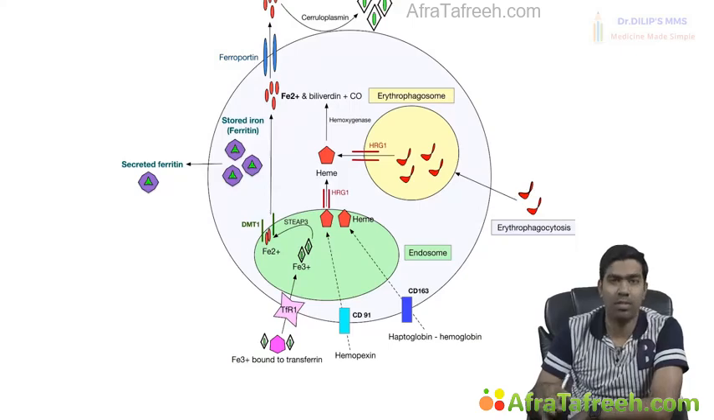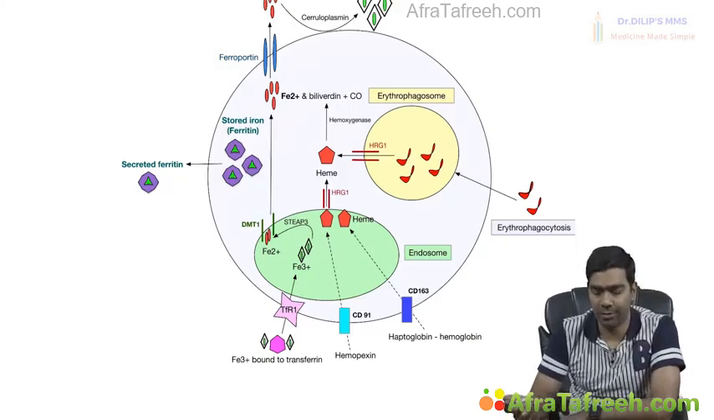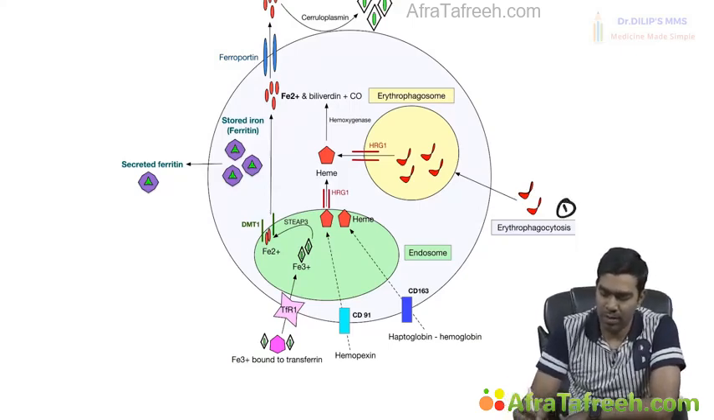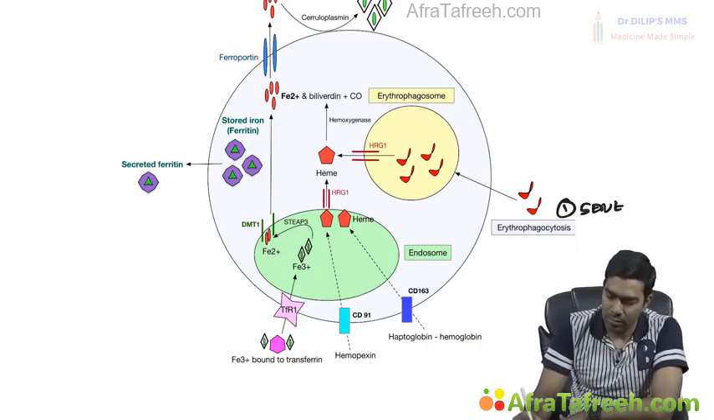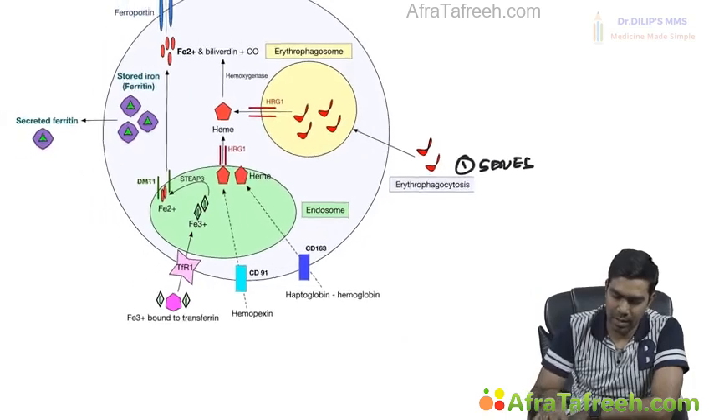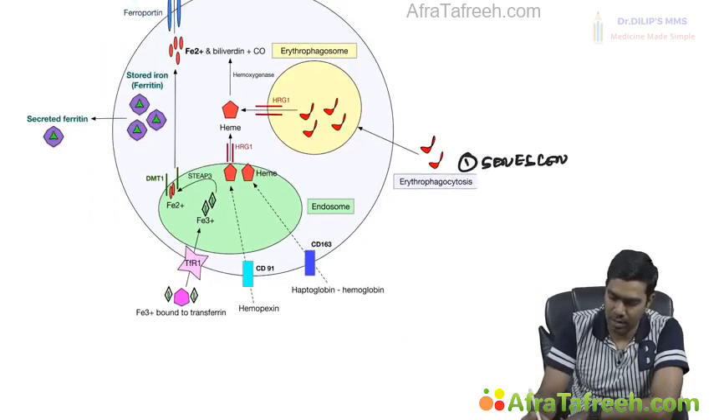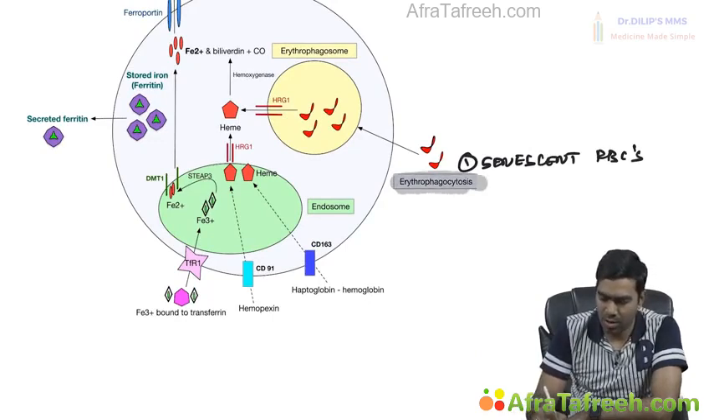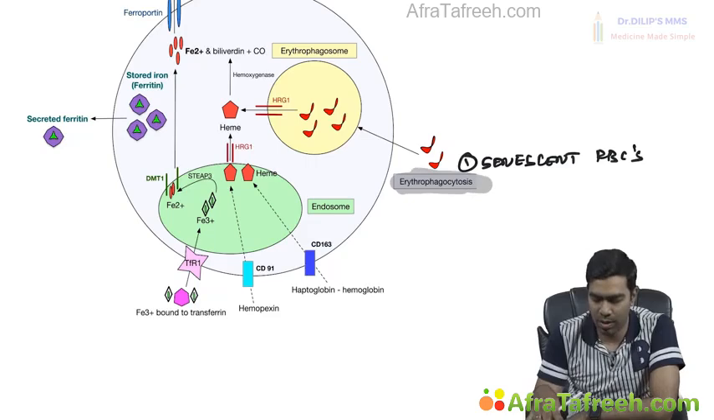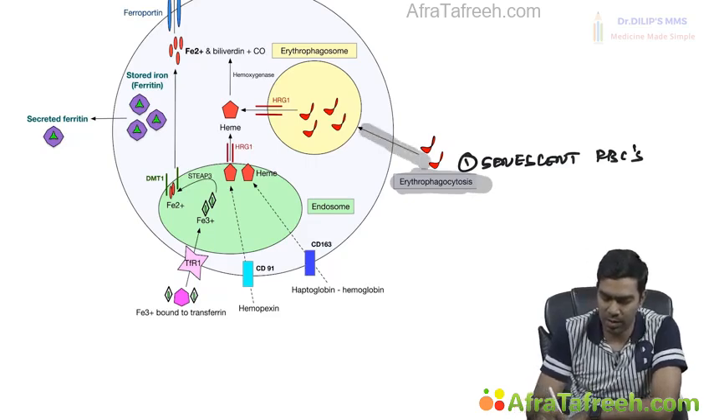There are four processes by which the RES can get iron. The first way is through the senescent RBCs. These senescent RBCs undergo a process called erythrophagocytosis. Because of the erythrophagocytosis, these RBCs will be taken up and will be ripped apart inside the erythrophagosome.